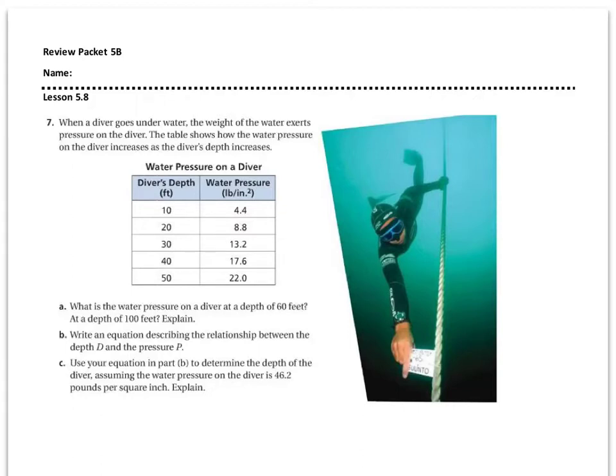Part A says, what's the water pressure on the diver at the depth of 6 feet, 60 feet, and at the depth of 100 feet? So you can simply extend this graph to get 60. Look for a pattern between two consecutive values, or you can find a pattern between input and output.